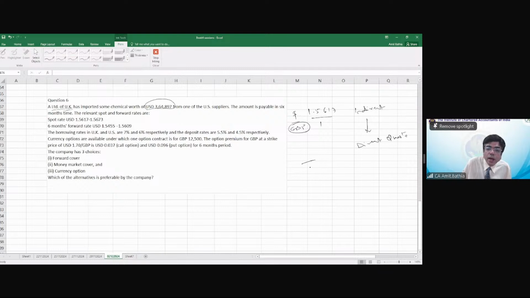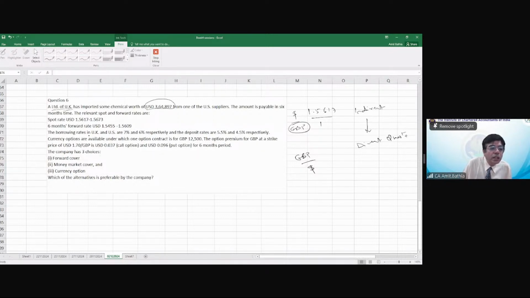Because in direct quote, I will have dollar in the denominator, GBP in the numerator, right? Then in that case, I can easily say, for example, the value hypothetically comes to, let's say, 0.8. Then I can say USD 364,897 into 0.8. I can easily find what will be the pound amount, right? So that is the objective. We need to have the required currency as the base currency. It will make our life a lot easier. So I'll convert that into direct quote first of all. All right. Let's go further.